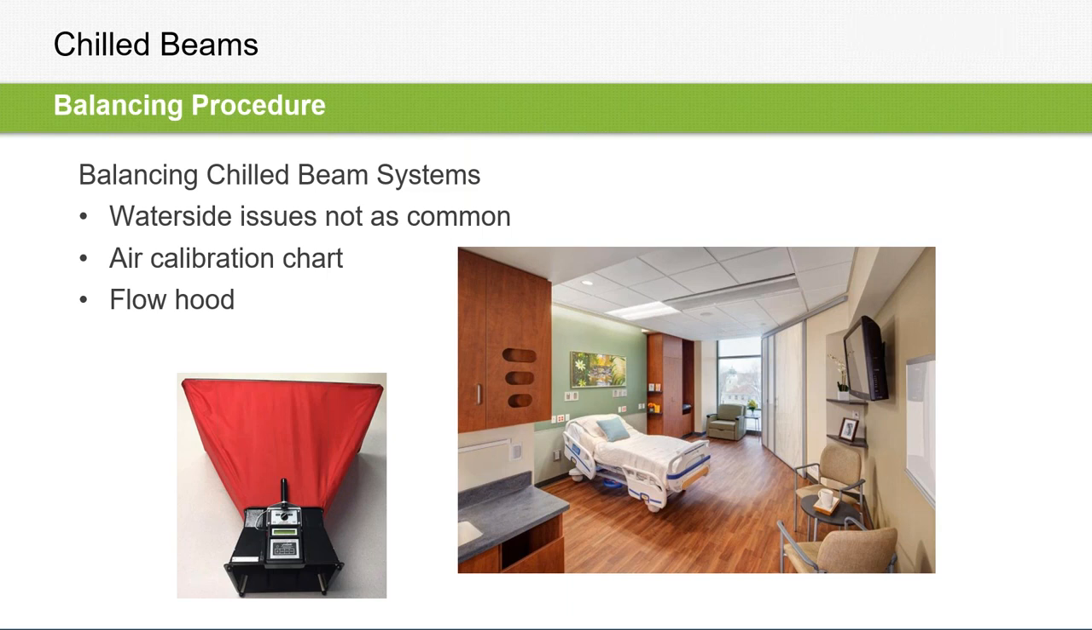And the first thing we want to point out is flow hoods are typically not a great idea for chilled beams for a couple of reasons. The first being that the beams are different sizes. They're not a 2x2 in most cases. We do have some options for that size, but if you get a 6-foot or a 10-foot beam, a lot of times it's going to be a challenge to fit a flow hood over that.